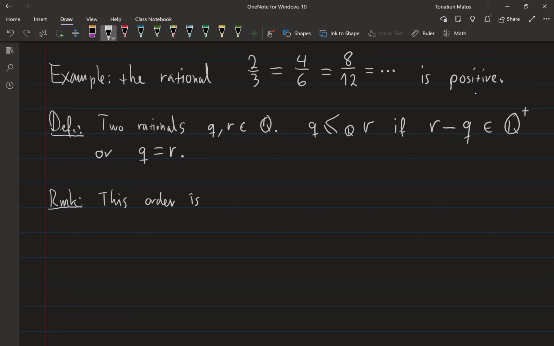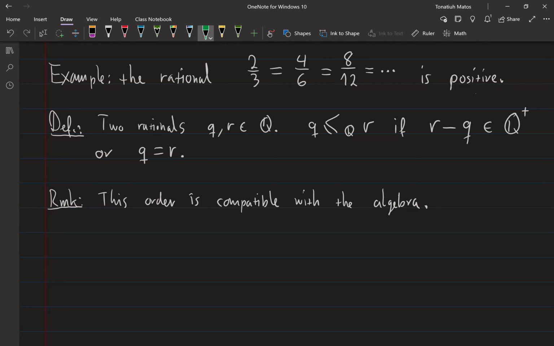is compatible with the algebra. Now, I don't want to be too precise in the language with what this means, but you can, I think, guess what it means. It means that if you have an inequality and you add something on both sides, then you still have an inequality. It preserves the inequality. With the product, it's the same thing. If you multiply times something positive, then it preserves the inequality and so on. Basically, that's what compatible means.